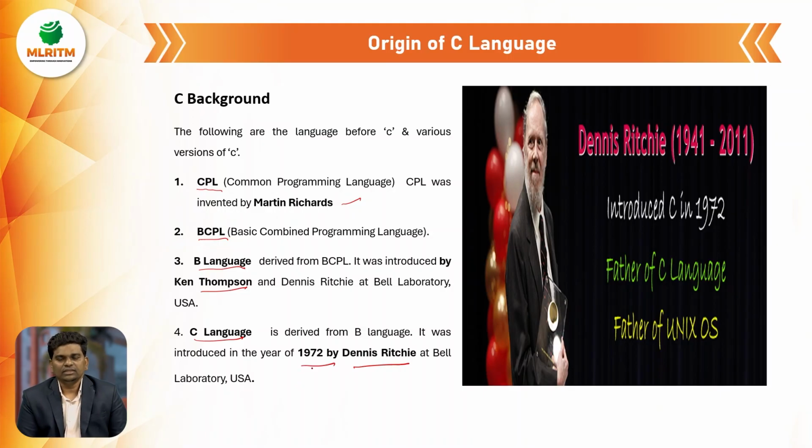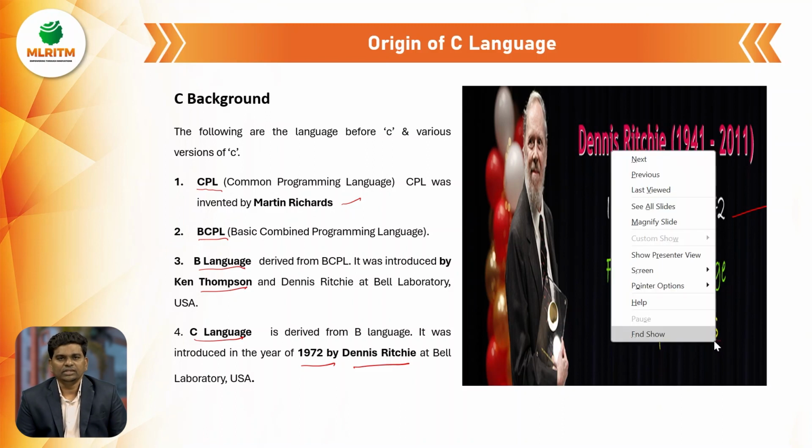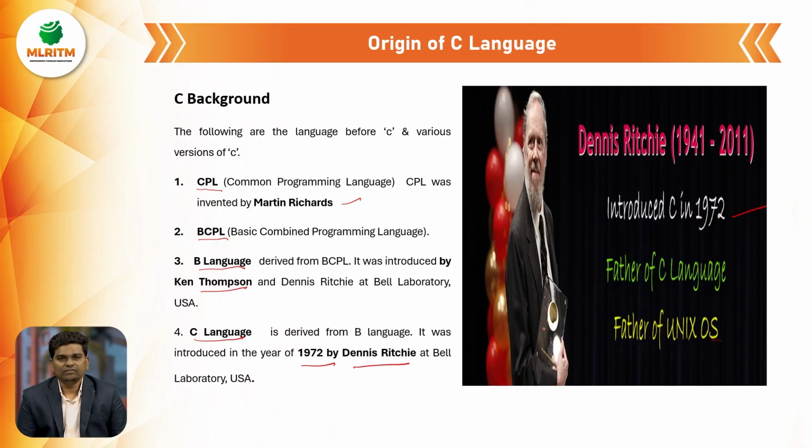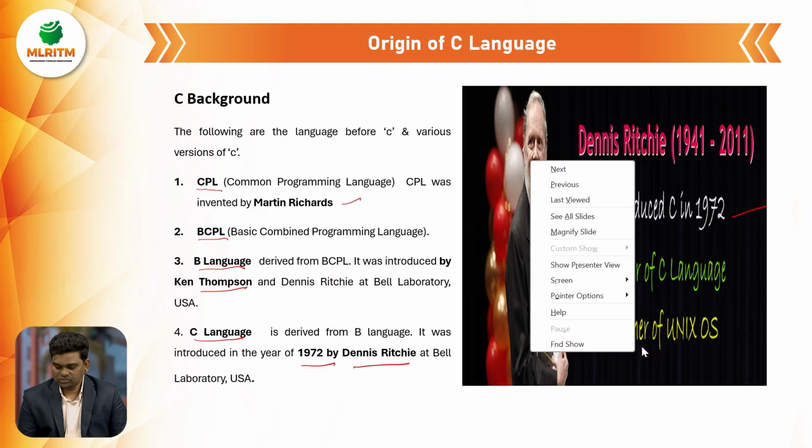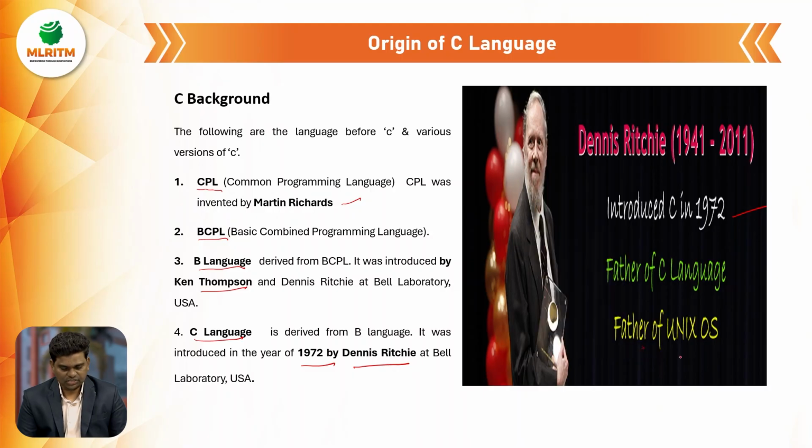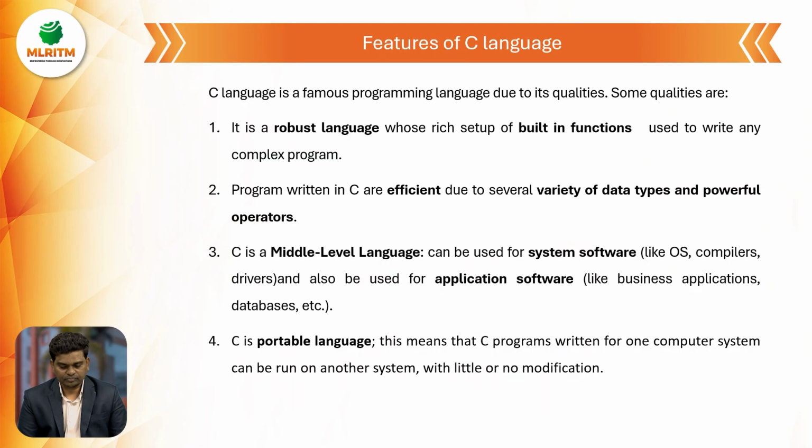So finally, the father of C language is Dennis Ritchie. It was developed in 1972. So that's why Dennis Ritchie is the father of C language, and he is also called the father of the Unix operating system, because the Unix operating system is entirely based on the C language. So that's why the father of Unix is also Dennis Ritchie. So that is a little background about the C language.